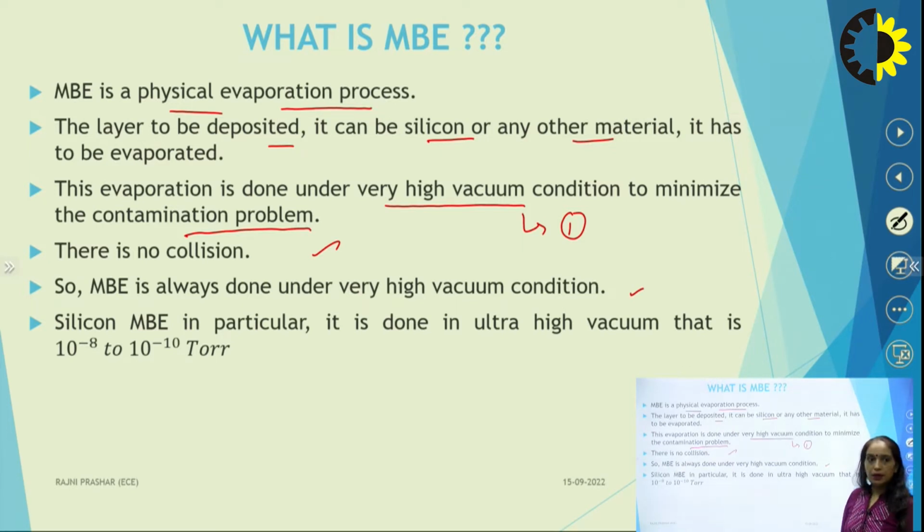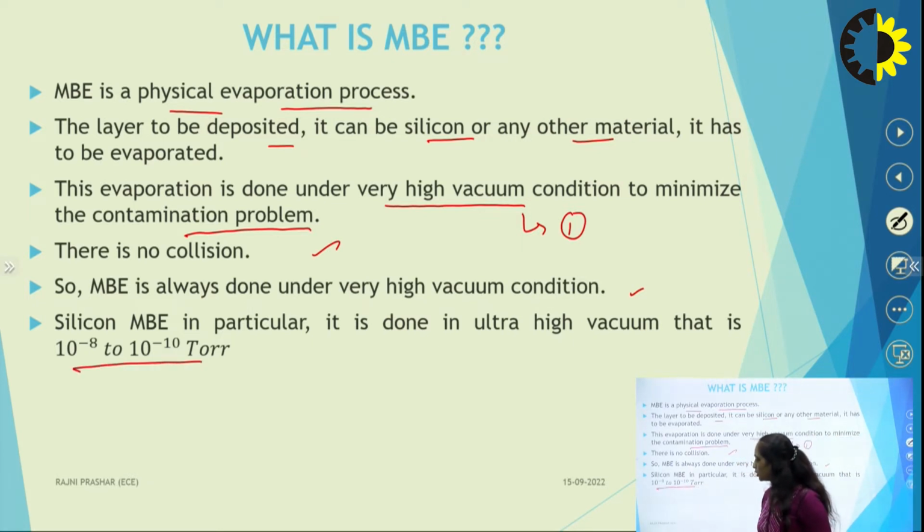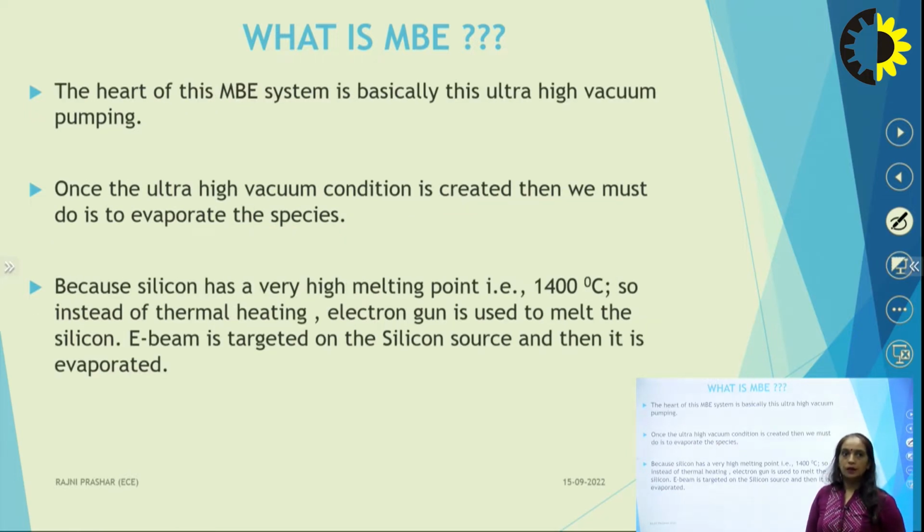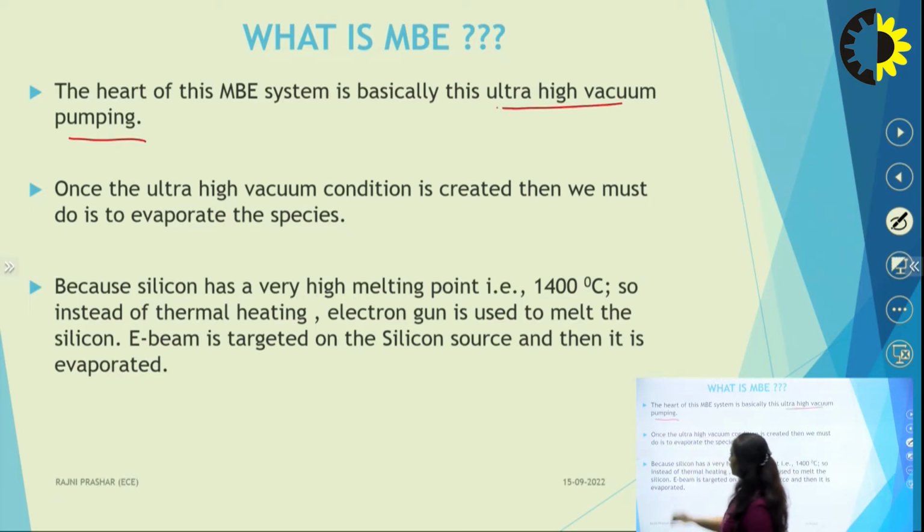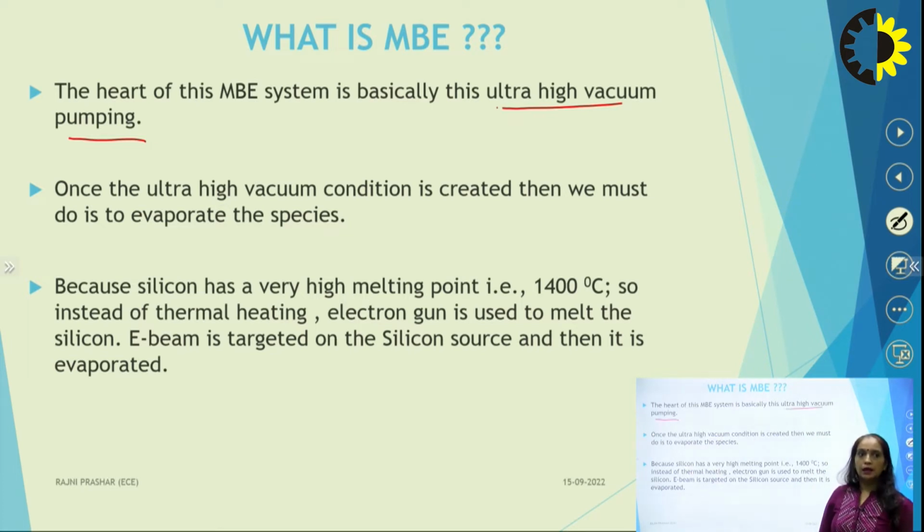And silicon MBE particularly is carried out at 10 raised to the power minus 8 to 10 raised to the power minus 10 torr. The heart of the complete molecular beam epitaxial system is the ultra high vacuum pumping system. So once this ultra high vacuum condition is created, we must do the evaporation of the species, that is silicon and dopants.